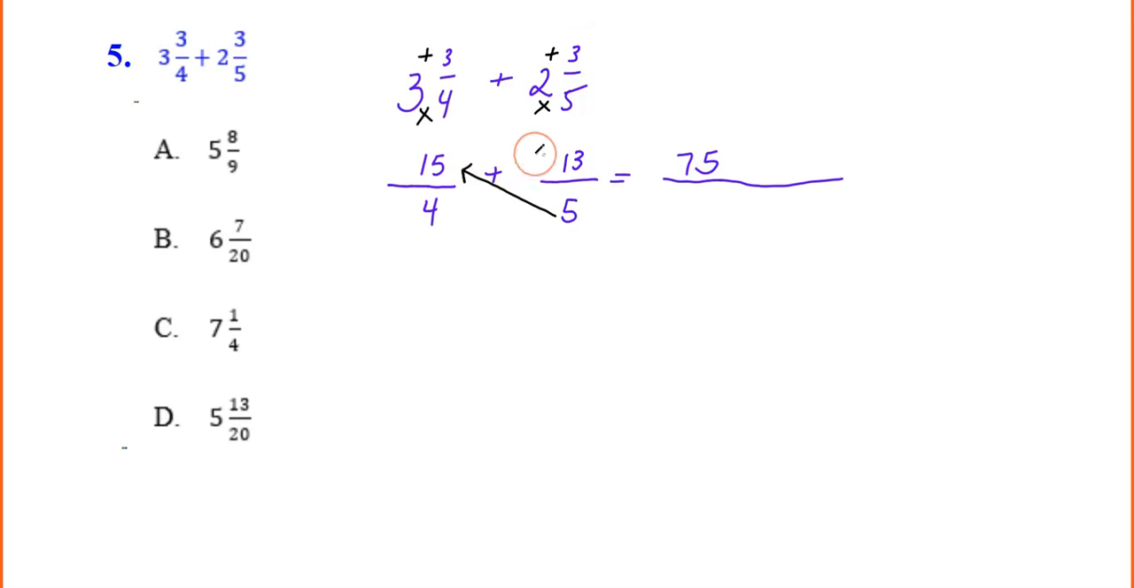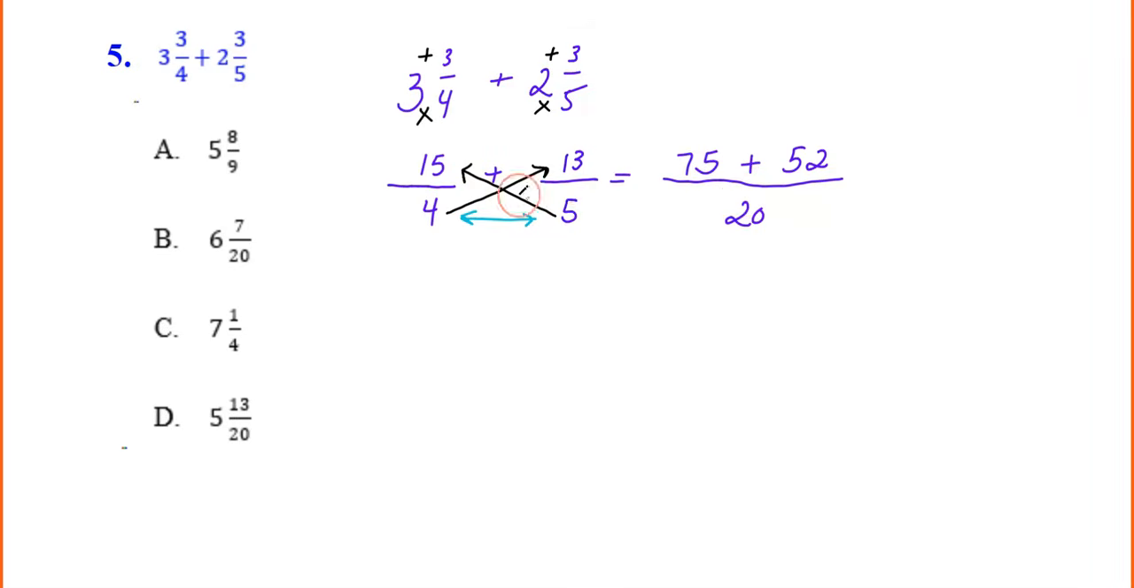Bring over your plus sign. And now I'm going to cross this way. I'm going to multiply the 4 with the 13, and 4 times 13 is 52. Put that right here. And then on the bottom here, I will go ahead and multiply these two right here. The 4 and the 5, and I'll put that in the bottom. So 4 times 5 is 20. I just put that here.